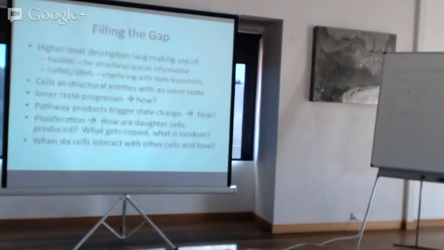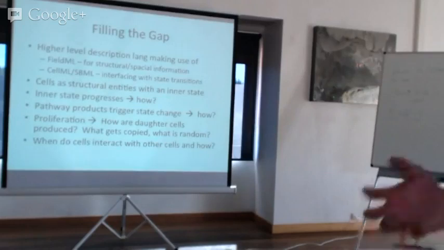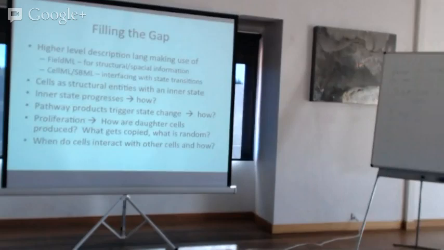And for that, I would think that we need a higher-level description language which utilizes CellML and FieldML, as they already capture parts of the whole thing. We need to have the inner state, the state transition, and so on. For our case, our group needs some description of how an outer influence triggers a state change, like pressure, chemicals, growth factors or inhibitors. I don't know how; that's probably only done during the discussions. And the daughter cells, what will be copied and so on.